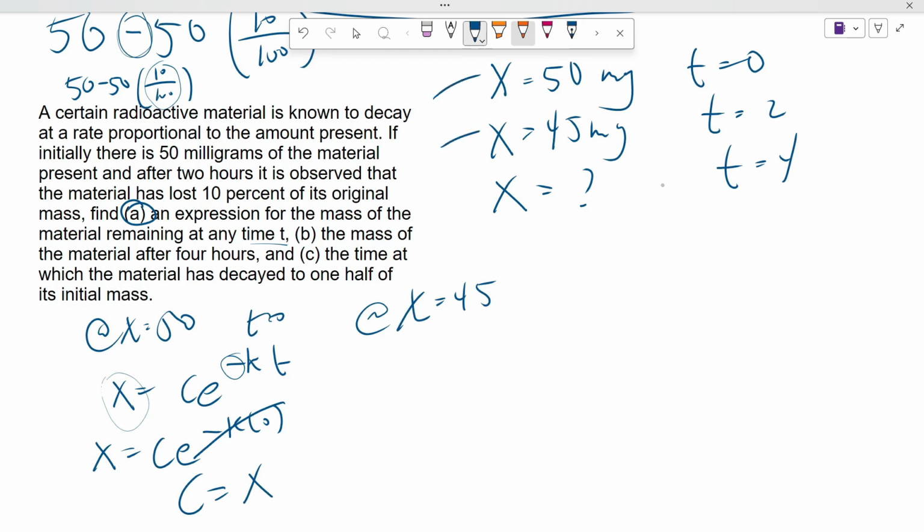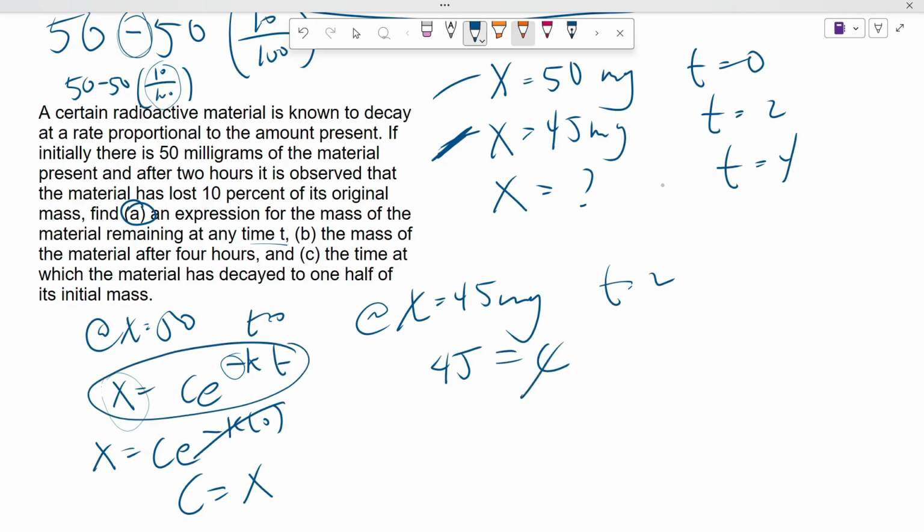Dito na tayo, second condition. 45 milligrams at time is equals to 2 hours. Yung X natin is 45. Ito yung formula now, guys. Baka malito kayo. X equals to C, yung C natin is X, e raised to negative K, then 2. Gets? So, ano ba tinatanong daw dito? Yung equation pala ng remaining at any time t, diba guys?